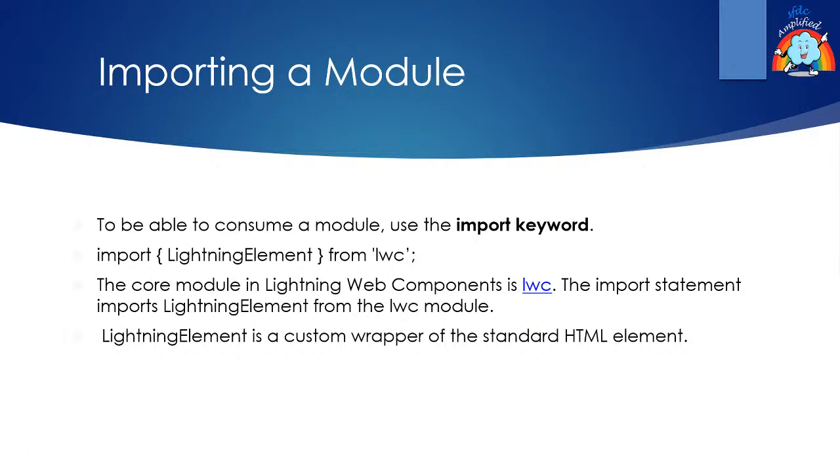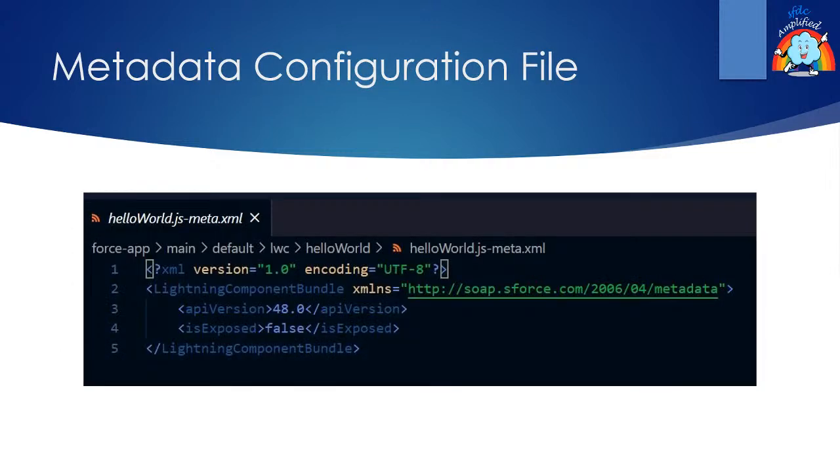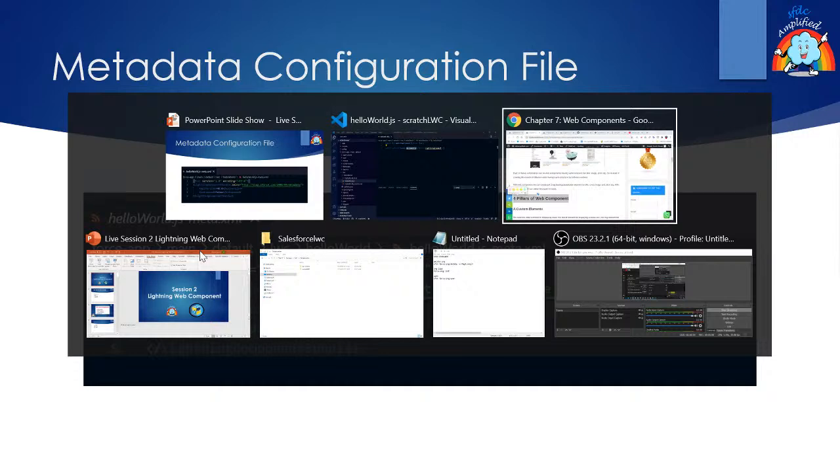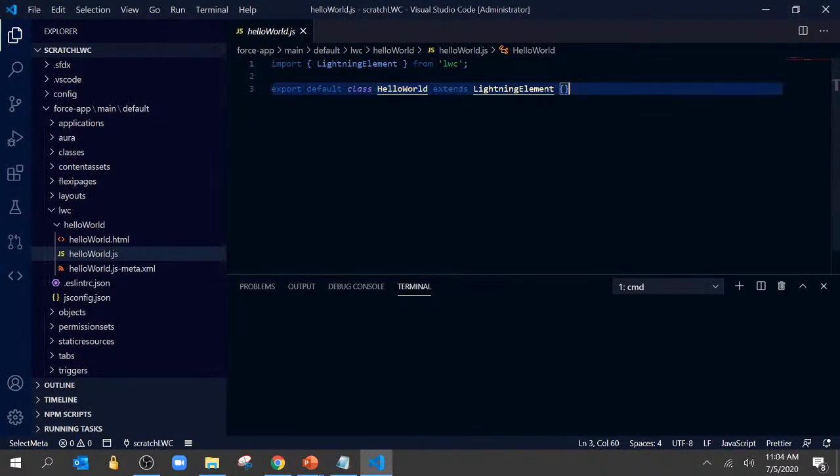And LightningElement is nothing but a custom wrapper of the standard HTML elements. So basically LightningElement is a class, and this is a wrapper to bring the standard elements. So that's how our code works here. If I go back, we are able to understand what is import LightningElement from lwc and what is export default class. So export default is nothing but the default export.